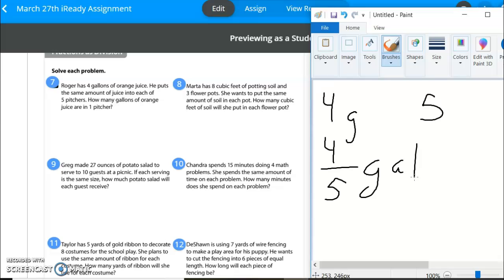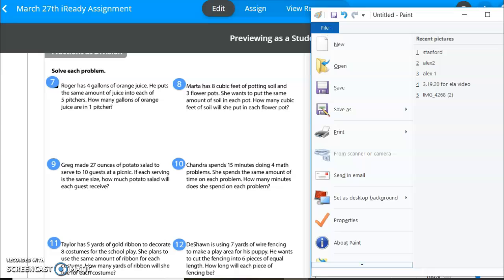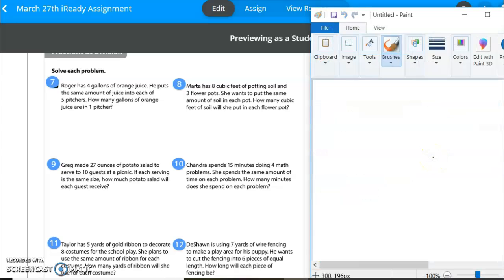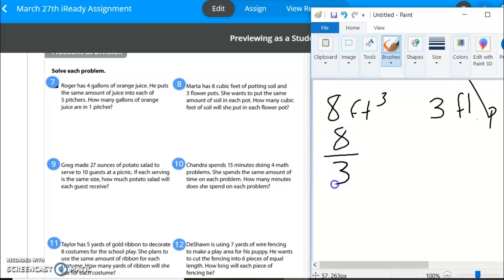So let's look at number 8, a little more complicated. Marta has 8 cubic feet of potting soil, and she has 3 flower pots. So, how much soil is going to go in each pot if it's even? Well, you saw me solve this one over here. So I could just do the same thing and say 8 over 3.